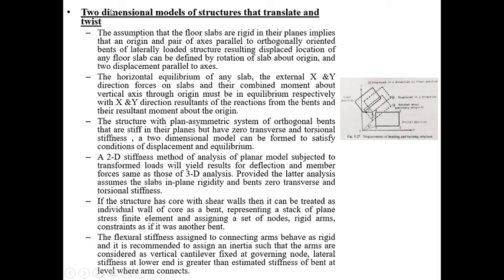Now in this, the same way, the assumption that we make is that the floor slabs will be rigid in their planes, and it will imply that an origin and pair of axes which is parallel to the orthogonally oriented bends of the laterally loaded structure, the resulting displaced location of the floor slab can be defined by rotation of the slab about the origin and two displacements parallel to the axes. So now here, suppose this is the structure A, B, C, D.